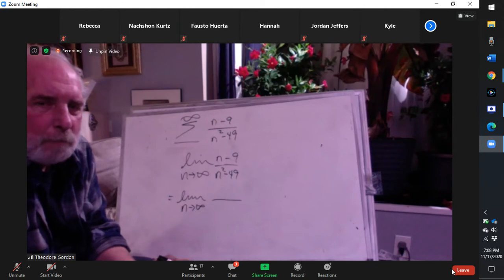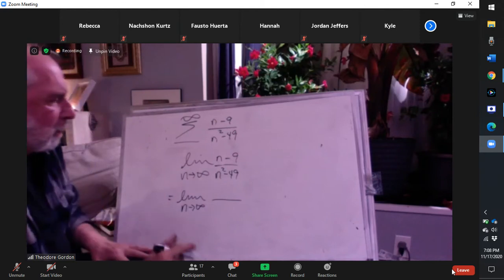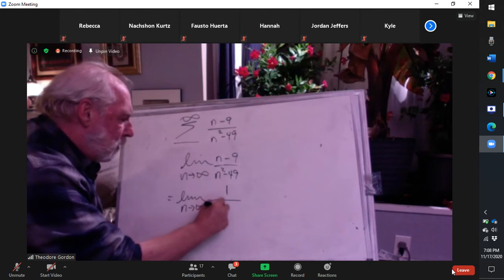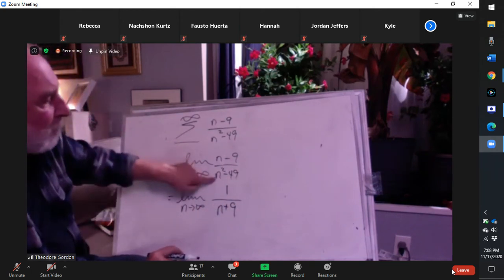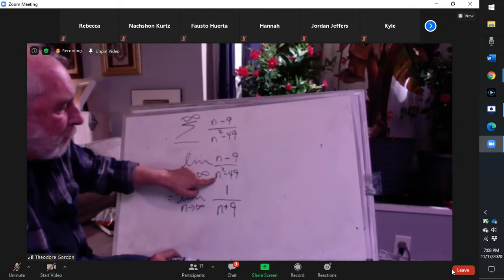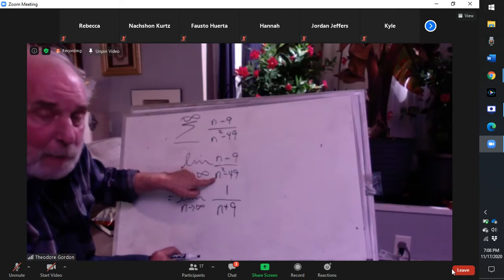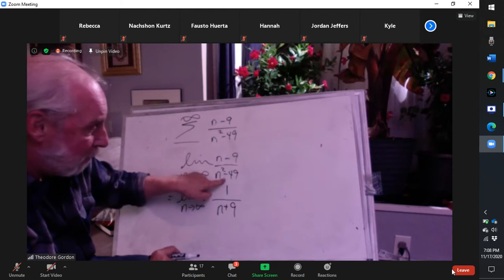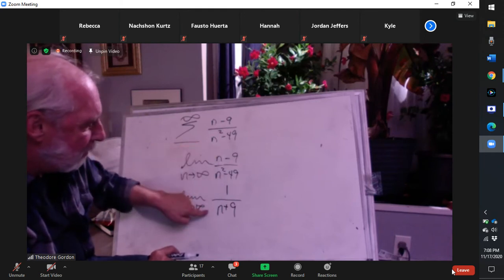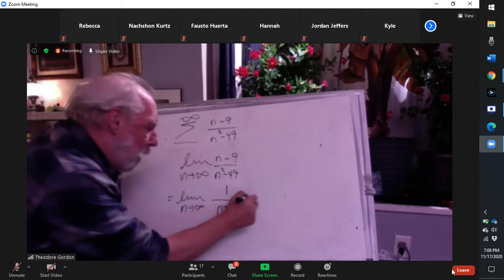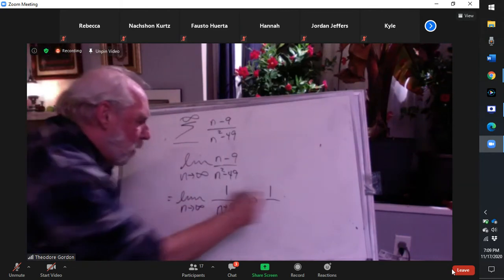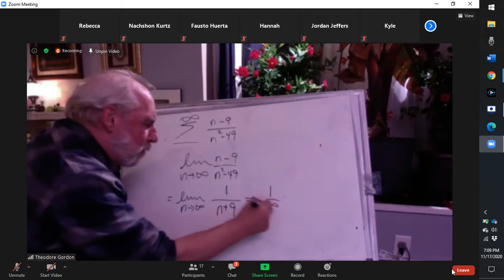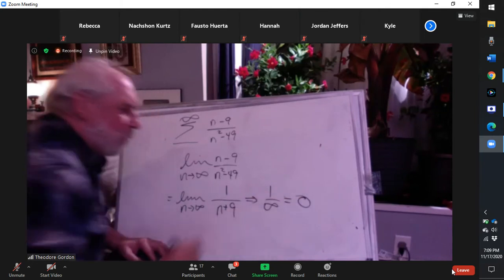Factor n squared minus 49, and then you can cancel out the n minus 9. So n squared minus 49 is n plus 9 times n minus 9, difference of two squares. And the n minus 9s come out and leave us this. Now, if we put infinity in here, we get 1 over infinity plus 9, which is 1 over infinity, which is 0.